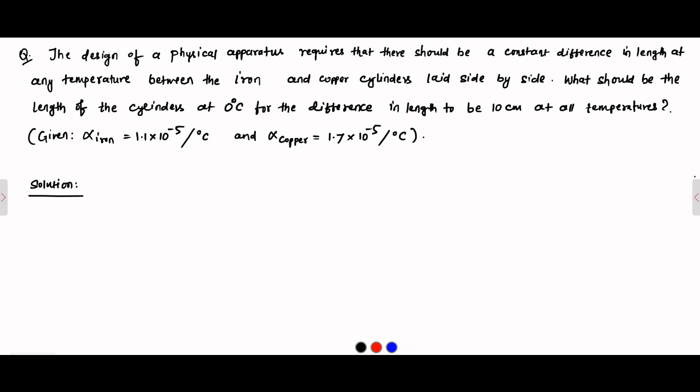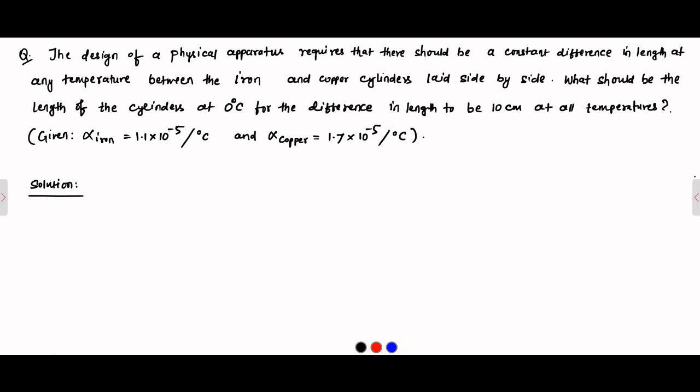What should be the length of the cylinders at 0 degrees Celsius for the difference in length to be 10 centimeters at all temperatures? Then it is given the linear expansion coefficient alpha for iron is 1.1 into 10 to the power minus 5 per degree Celsius, and for copper it is 1.7 into 10 to the power minus 5 per degree Celsius.